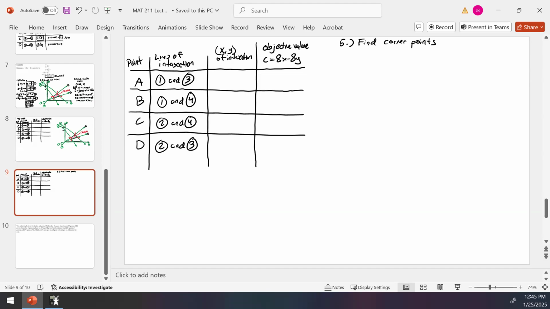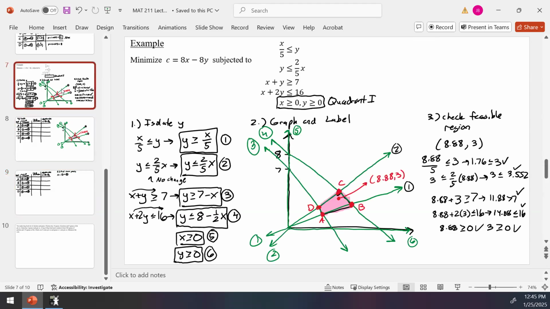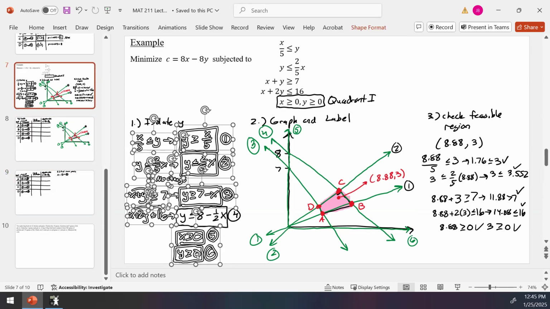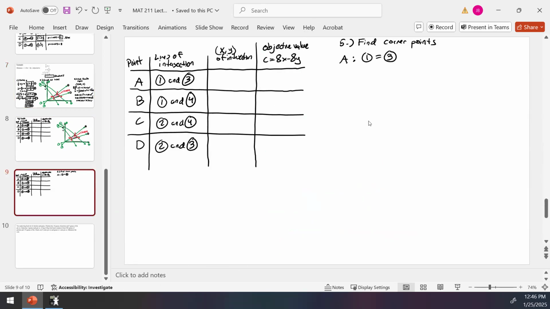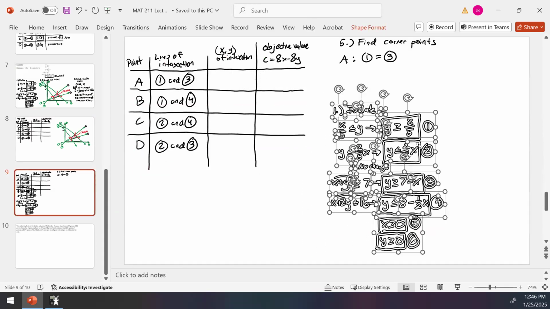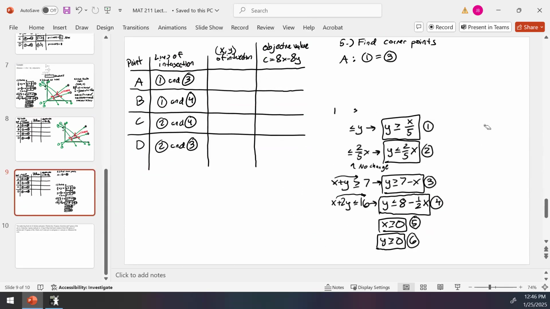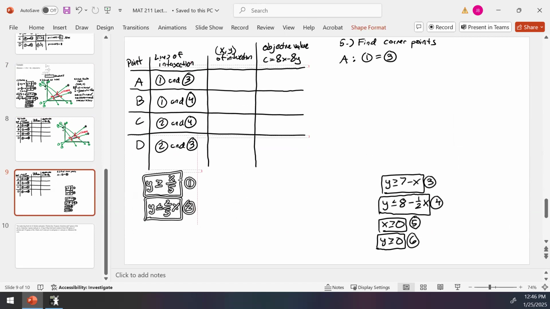So step 5 is going to be find corner points. So that's really what you're doing. You're finding the corner points. So for corner point A, we're going to do 1 equals 3. So let's just copy down all of these equations for ourselves. And then we can just start plugging away.